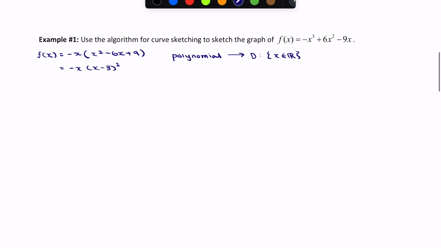If we look at our x-intercepts, we see that negative x is equal to 0. Therefore, we know that x is equal to 0. That's order 1. And we also know that x minus 3 is equal to 0, or x is equal to 3. And that will be order 2.